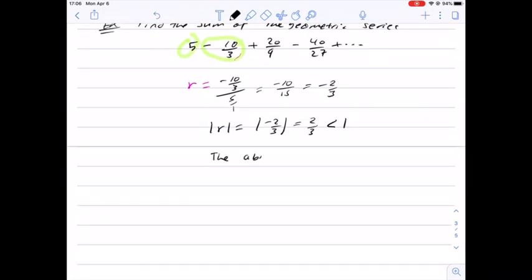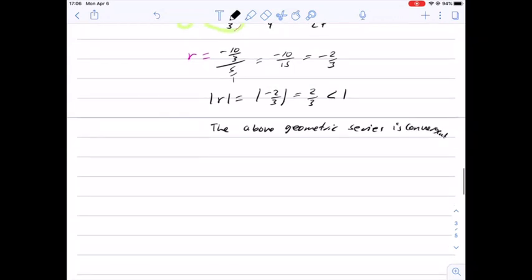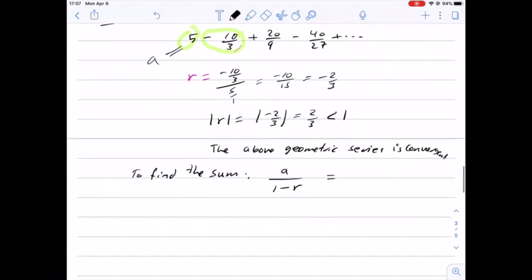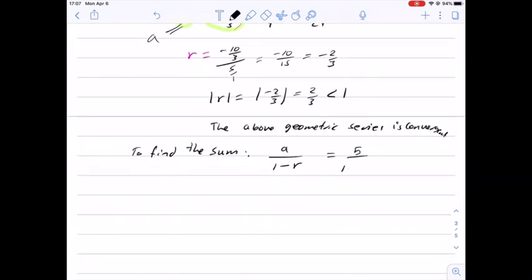So the above geometric series is convergent. If we want to find the sum, this is an infinite series, so we use a over 1 minus r. a is the first term. a is 5, over 1 minus r, where r is 2/3.